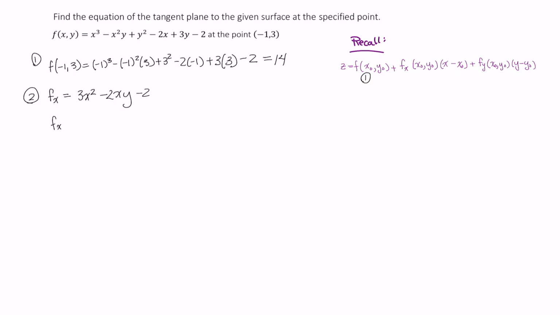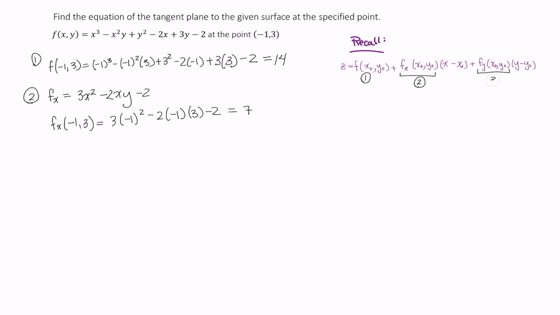Now, the partial derivative of f with respect to x evaluated at -1, 3 is 3 times -1 squared minus 2 times -1 times 3 minus 2. Please pause your video and evaluate what this works out to be. Okay, you should have paused your video and obtained a value of 7. So that is this portion here.